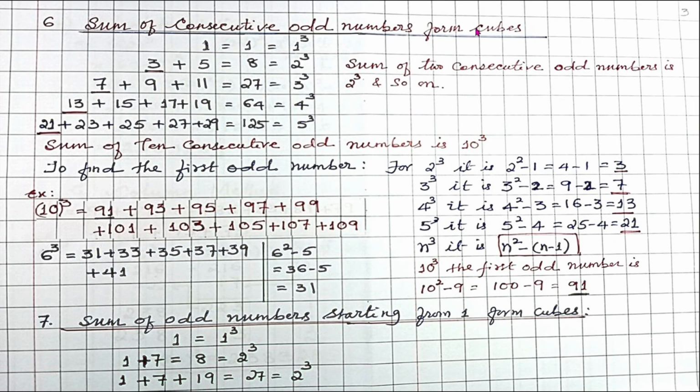Now, sums of consecutive odd numbers form cubes. What does this mean? If you take 1 cube, it is 1. If you take 2 consecutive odd numbers starting from 3, 3 plus 5 are 2 consecutive odd numbers.